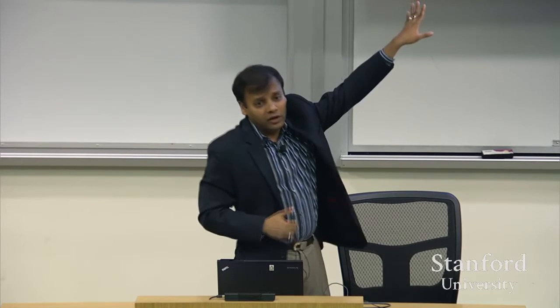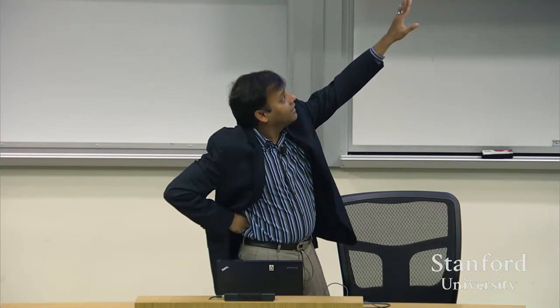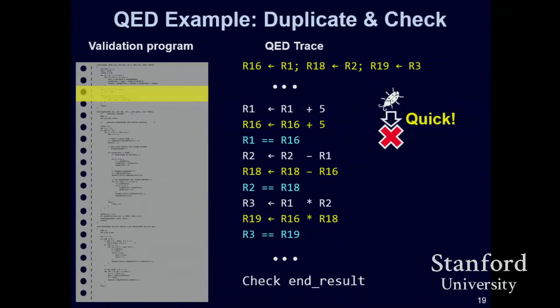So what's really going on here is that, let's say the bug was triggered by R1 equals R1 plus 5. Then the check R1 equals R16 would catch the error, for example, if R16 equals R16 plus 5 did not exercise the bug in exactly the same way. Everybody agrees with that? Makes sense? Okay, good. So at least you have some initial notion that we might be able to catch this bug very quickly, because I have such fine-grained checks of these intertwined executions.